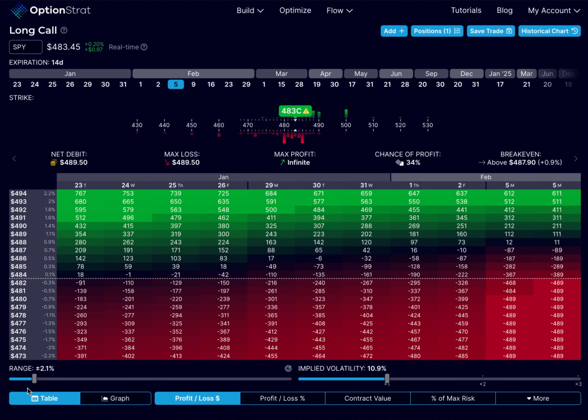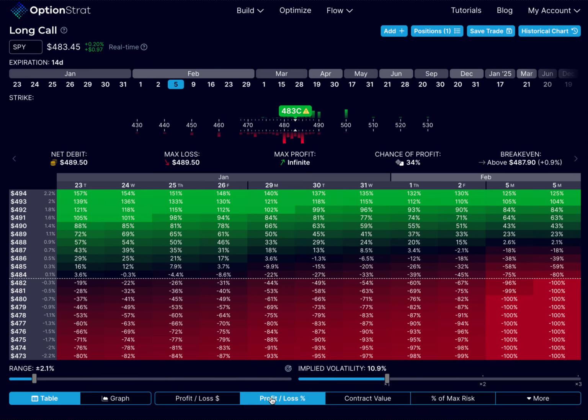And I said graphically, I should say in the table mode. We're actually going to look at the graph here in a moment. And this particular model is showing me profit and loss, dollar-wise, but I can also look at profit and loss percent. So now the table is showing me the exact same thing, but it's showing it in percent modes.